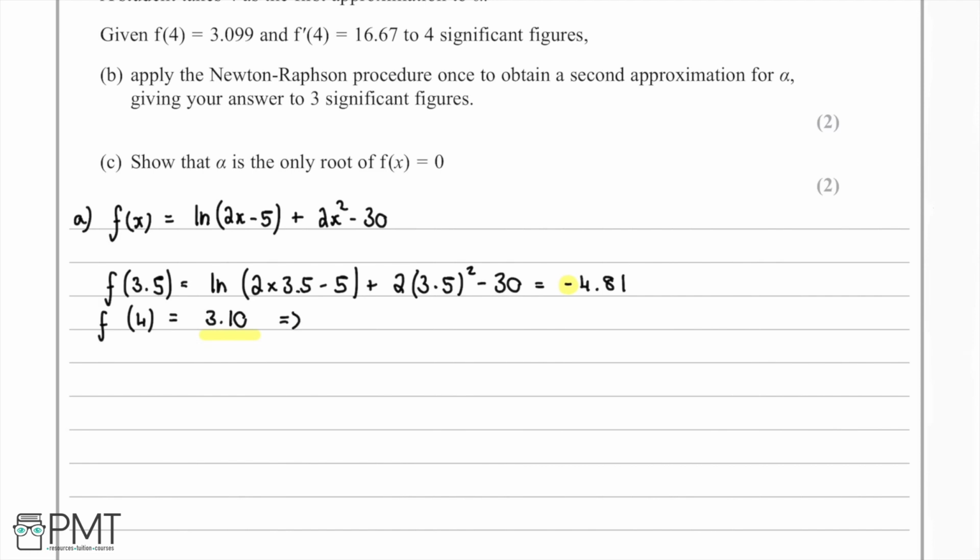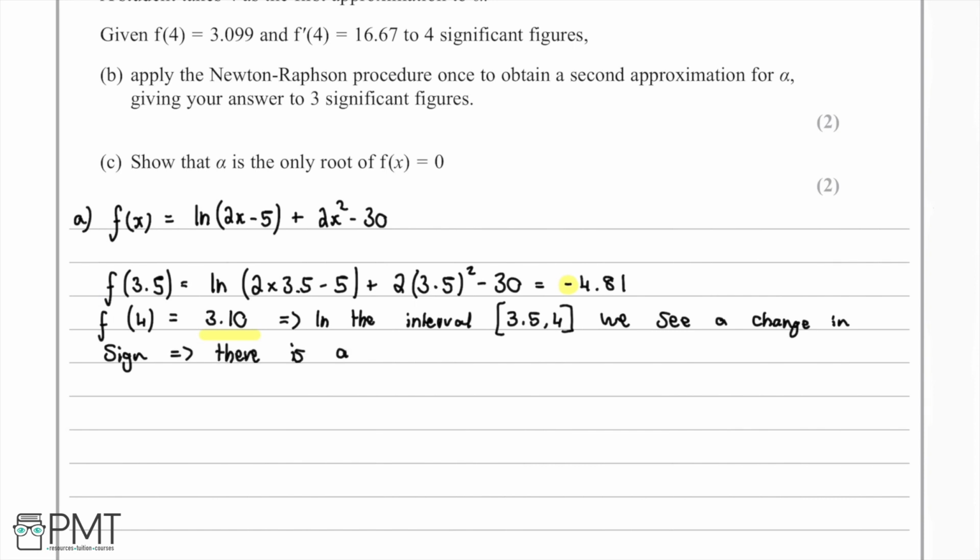So therefore, working on the interval 3.5 to 4, we see a change in sign, and this means that there is a root within this interval, and we denote this root alpha, and therefore we have completed part A of the question.